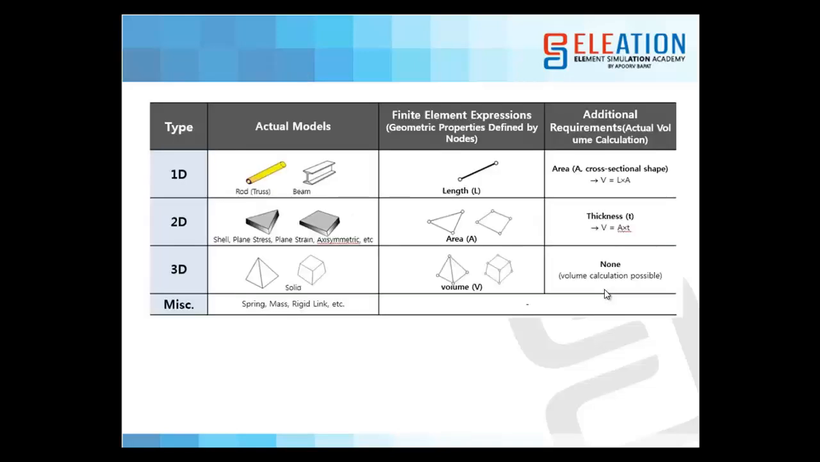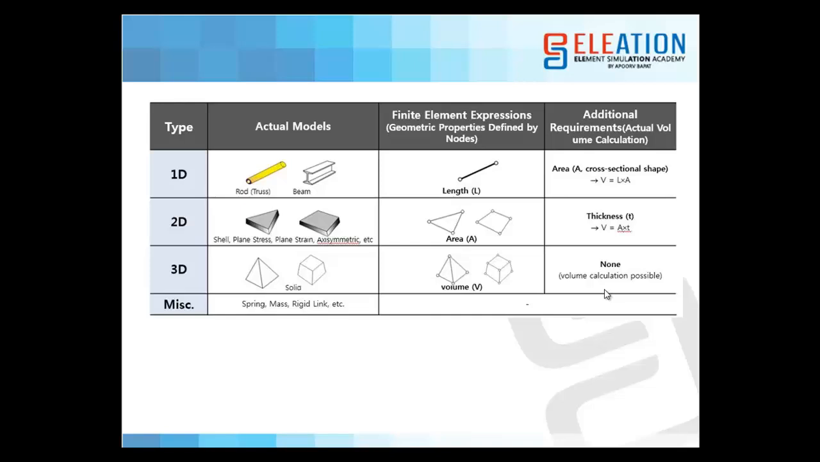Say for example, my actual model is a rod or a beam structure. So the length of this component is very large as compared to its cross sectional area. So what we can do is create 2 nodes at the ends of the structure and join those 2 nodes to create the length of the element. So the finite element expression for these types of problems is defined using the length of the element that is connecting the 2 nodes.